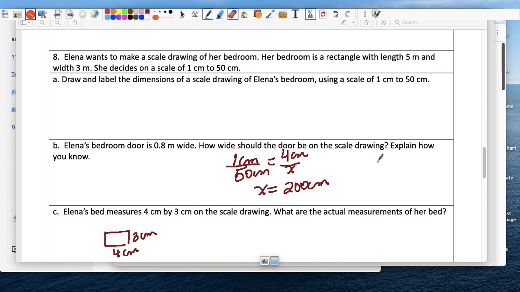Now the one that says 3, so again, back to my proportion. 1 centimeter represents 50 centimeters, and if we have 3 centimeters, how many centimeters would that be? Cross multiply, and we see that x equals 150. Okay.